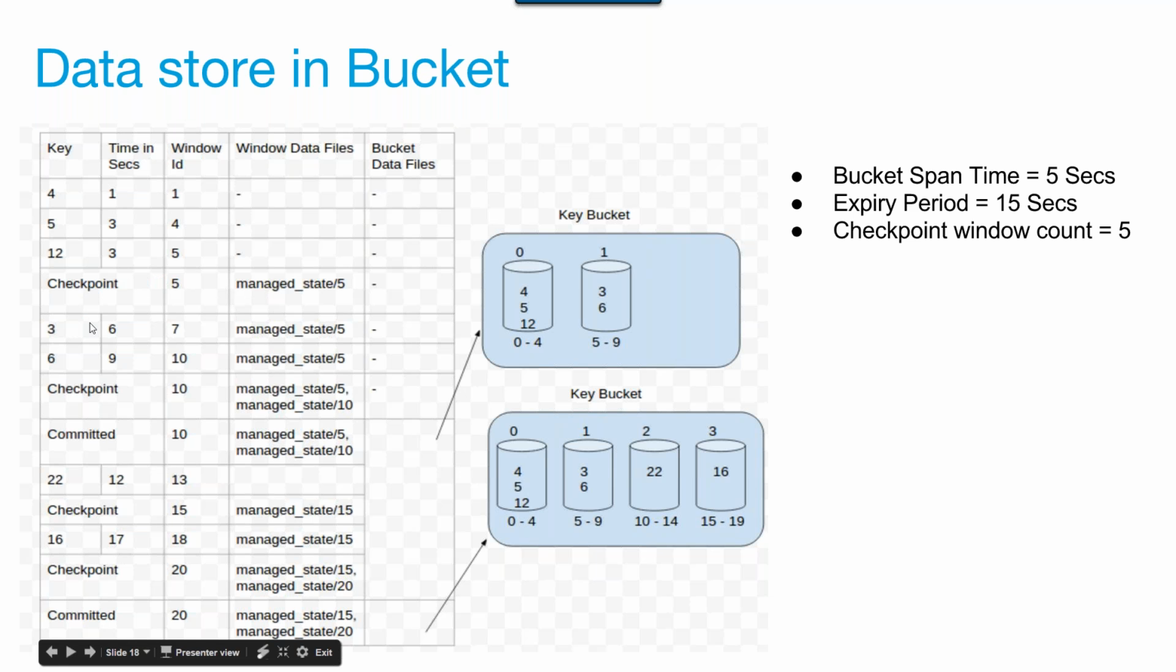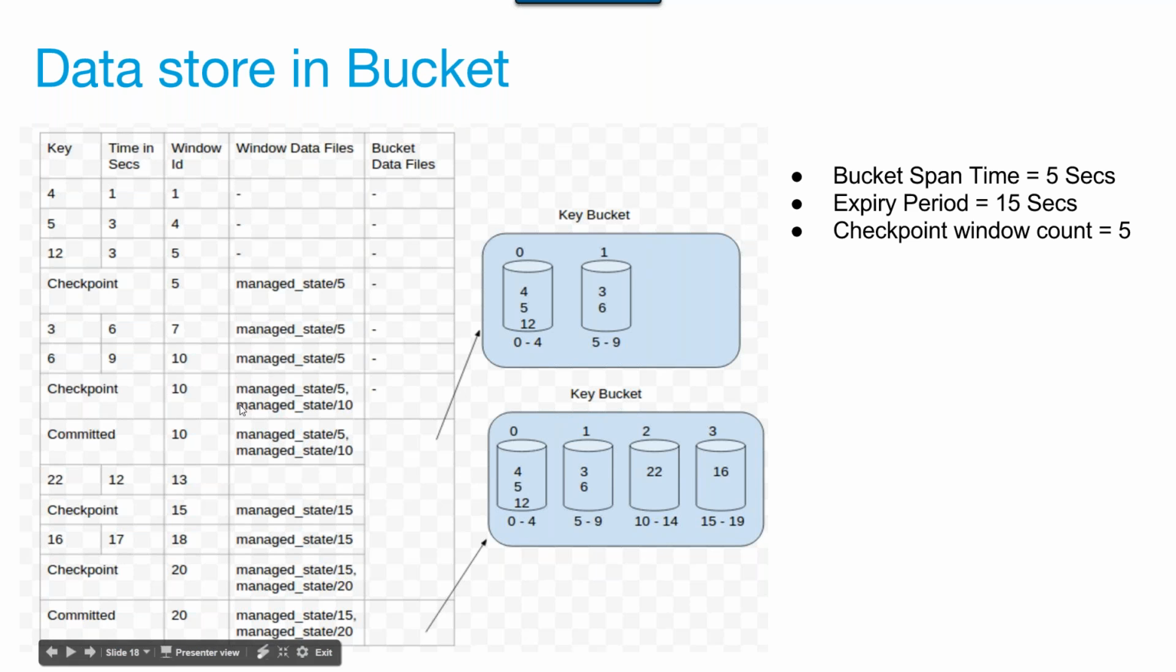And the next one is 3 at window ID 7, and the time in seconds is 6. So first this saves into the flash segment again. And the key is 6 at window ID 10, the time is 10 seconds. This also saves into the flash segment. And 10 is the checkpoint, so these two keys are saved into the window file 10. And here it calls committed, for example.